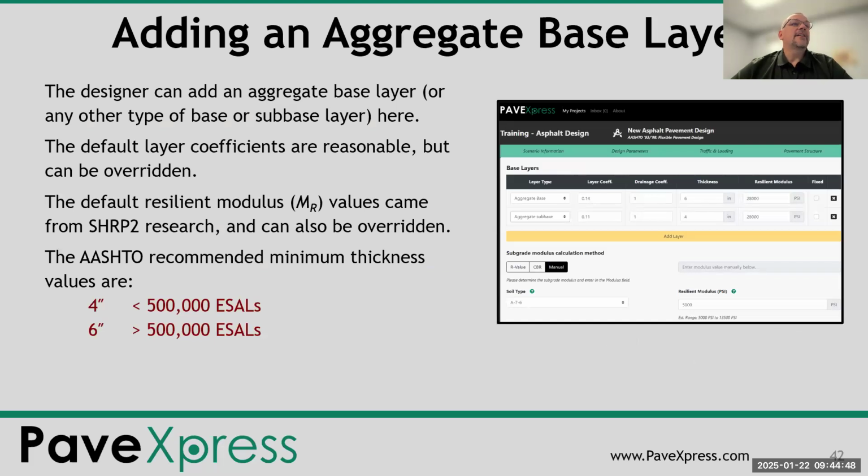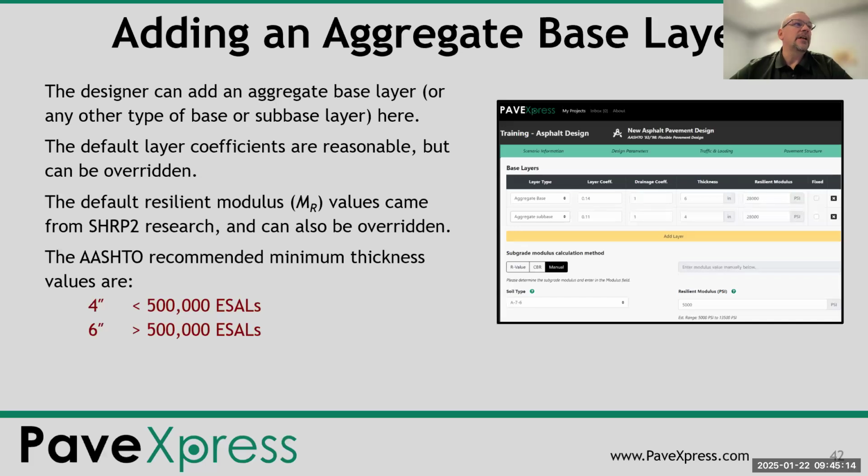So adding an aggregate base layer, we can add that in here. It'll be a lot easier when I show you how to do this, but basically for the 1993 design approach, the key inputs are the layer coefficient, drainage coefficient, and thickness. That's on the other slide.